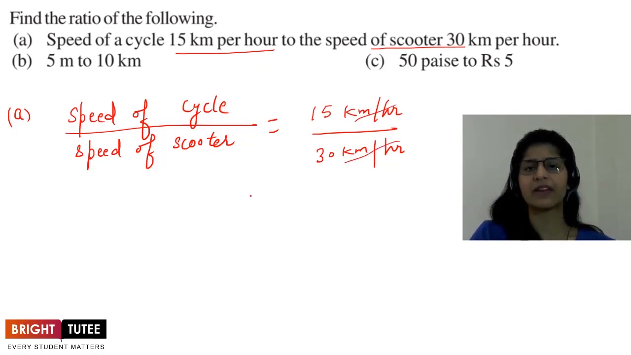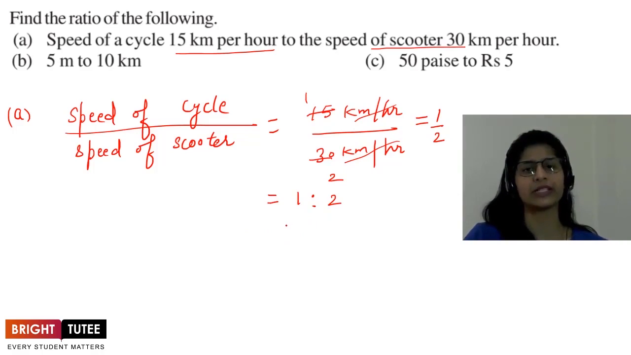Kilometer per hour will get cancelled, so the ratio is unitless. 15 ones are 15, 15 twos are 30. We get 1 upon 2. That means the ratio of the speed of cycle to the speed of scooter is 1:2.